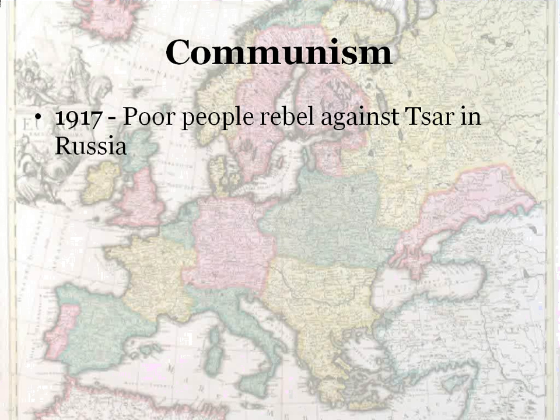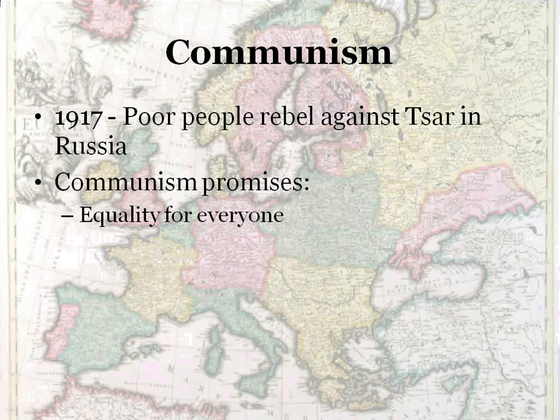On that picture, poor people rebel against the Tsar in Russia. Communism promises two things. One of the promises of communism: everybody is equal.